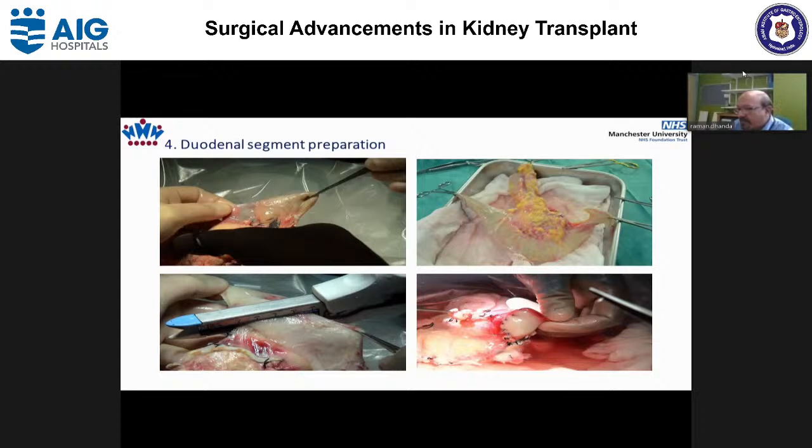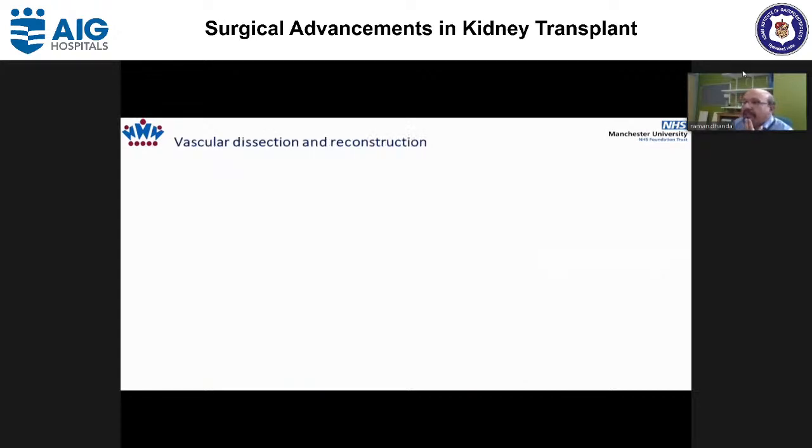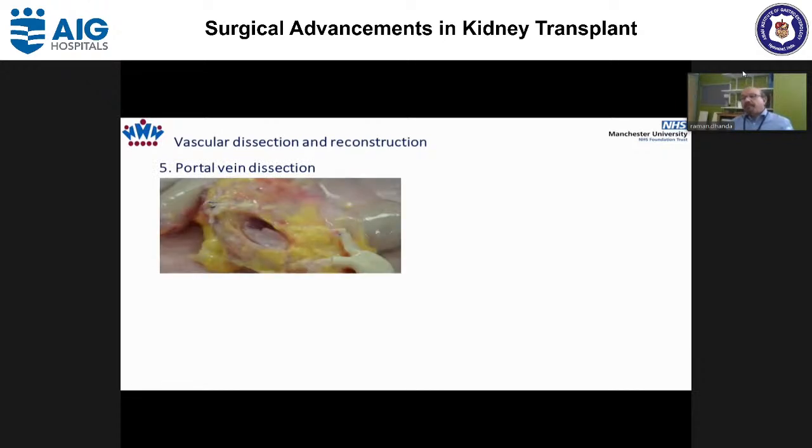It doesn't make any difference as long as it serves the purpose you're doing it for. Then the next step, once we have done this, is vascular dissection and reconstruction. We first do portal vein dissection. As you can see, the portal vein by nature lies in a nice crater. So as long as the unstretched length of the portal vein is just about a centimeter above the crater, you should be happy to just transplant it.